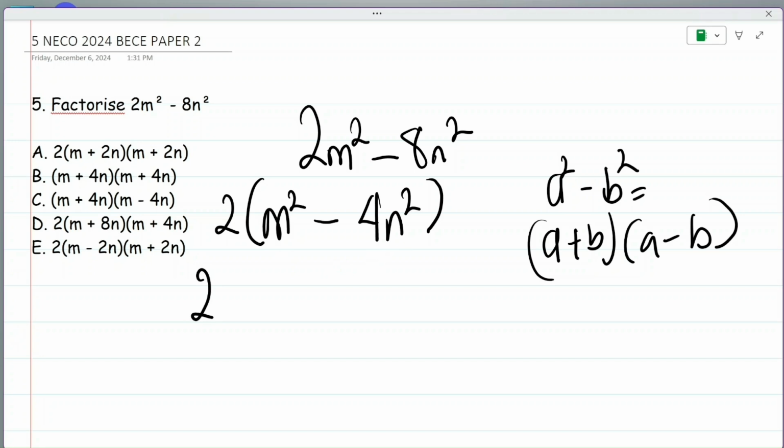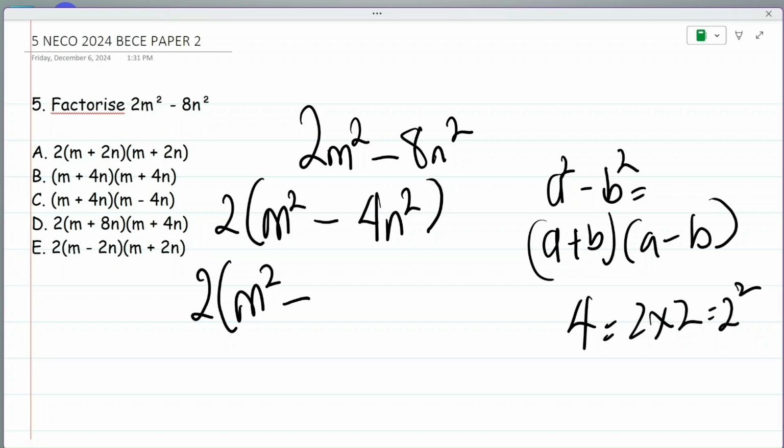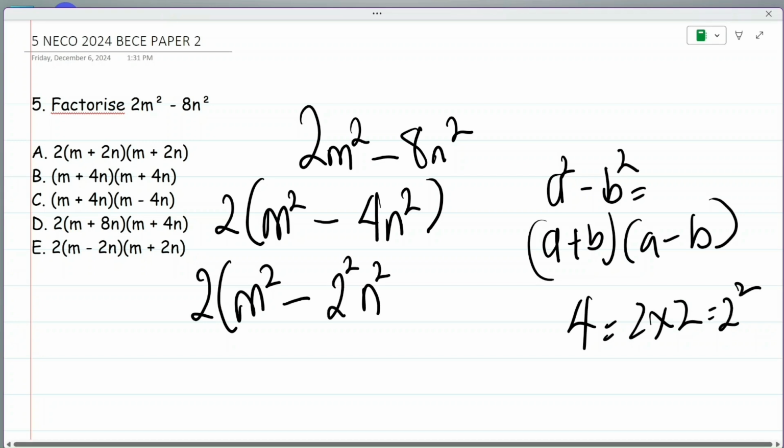Now you have 2 into open bracket m squared minus, you can break this 4 into 2 times 2, which is the same thing as 2 squared. So you can have 4 as 2 squared n squared, close bracket. You've broken down 4 into 2 squared and you have n squared. Normally you can't factorize this because they have nothing directly in common. But under difference of two squares, you can solve this question. Next, you have 2 into bracket m squared minus 2n all squared, close bracket.